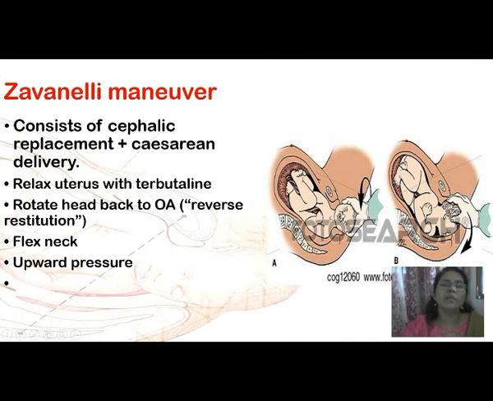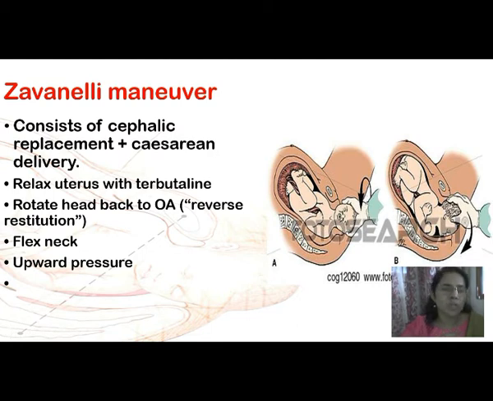In this Zavanelli maneuver we are pushing the head back into the uterus. It consists of cephalic replacement. The head is replaced into the uterus and a cesarean section is done. So relax the uterus with terbutaline. We have to provide terbutaline for relaxation of the uterus.